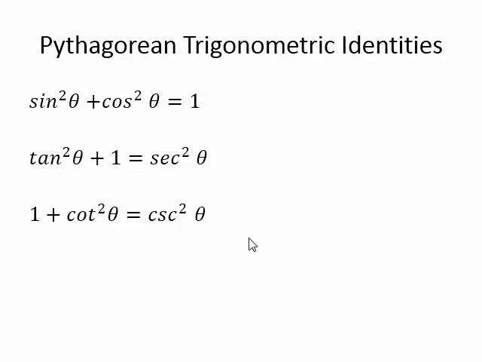This video is going to be a brief introduction to using the Pythagorean trigonometric identities. The three Pythagorean trigonometric identities we're going to take a look at are sine squared plus cosine squared is equal to 1, tangent squared plus 1 equals secant squared, and 1 plus cotangent squared is equal to cosecant squared.